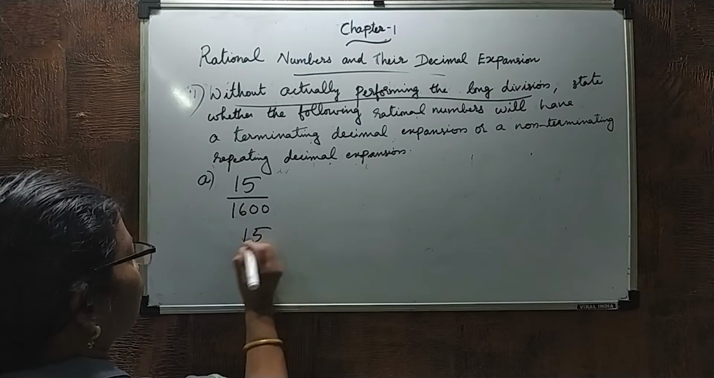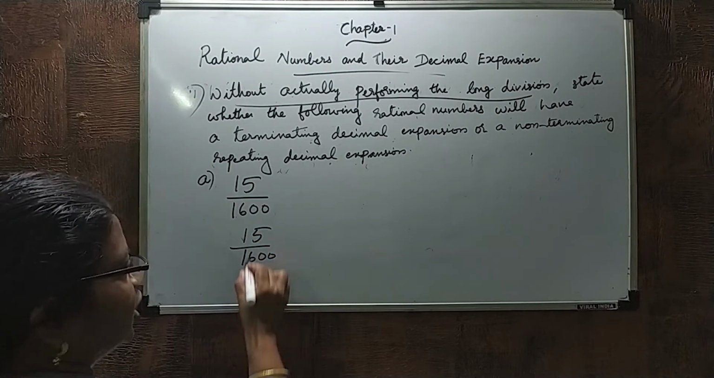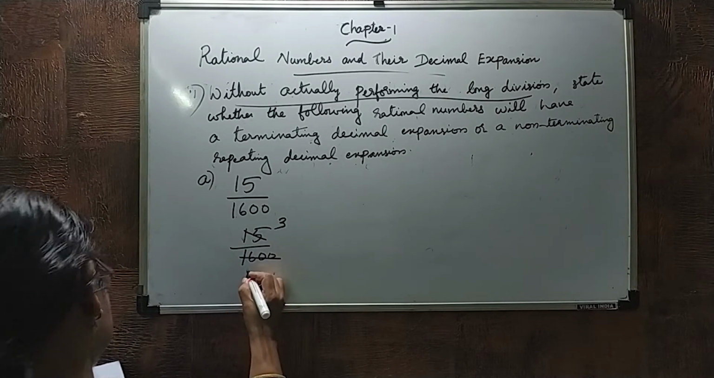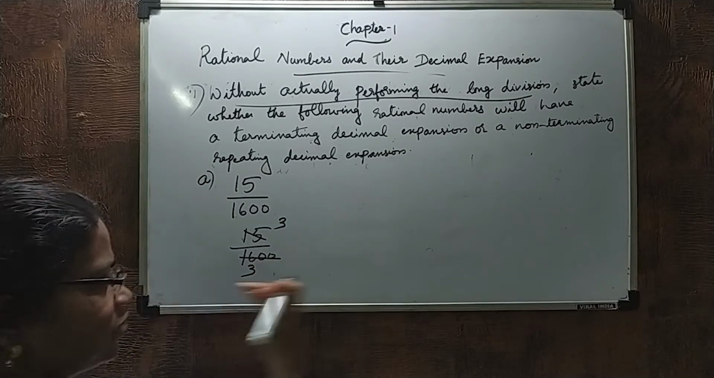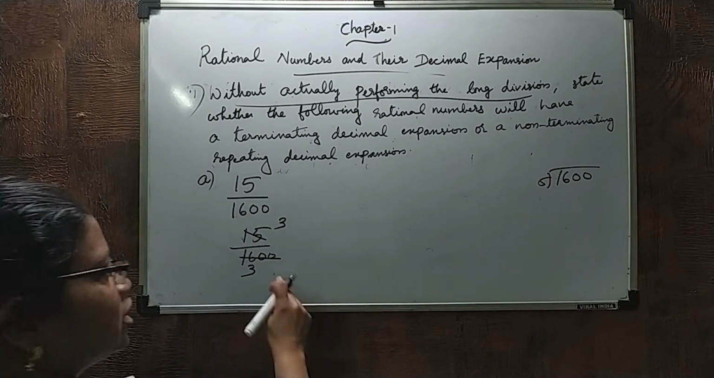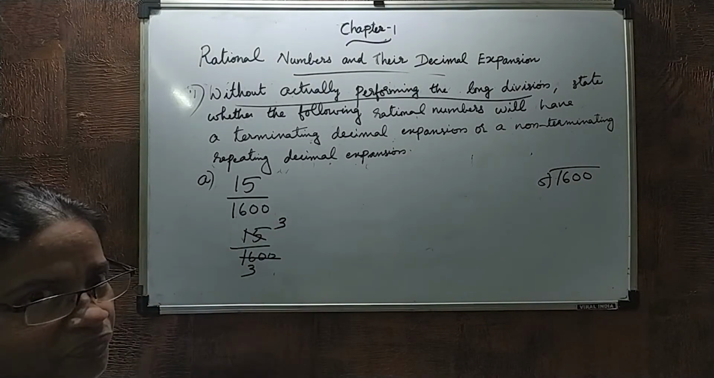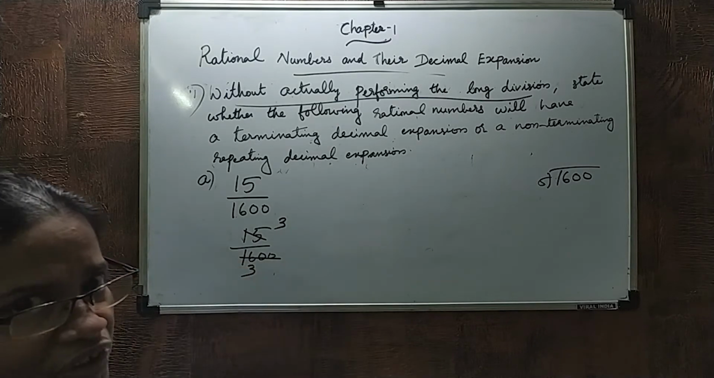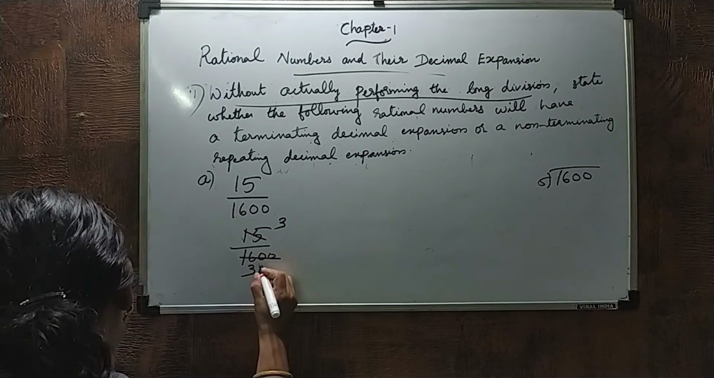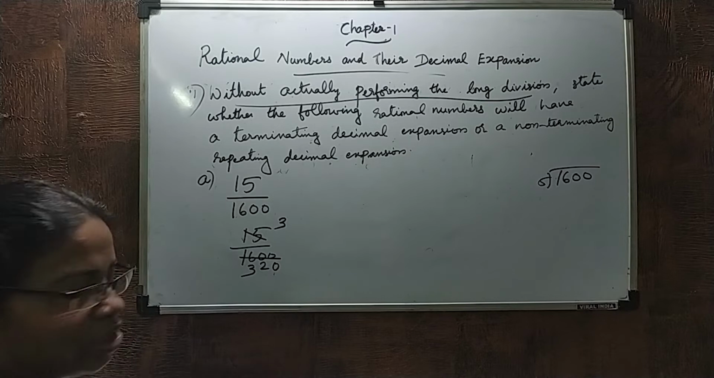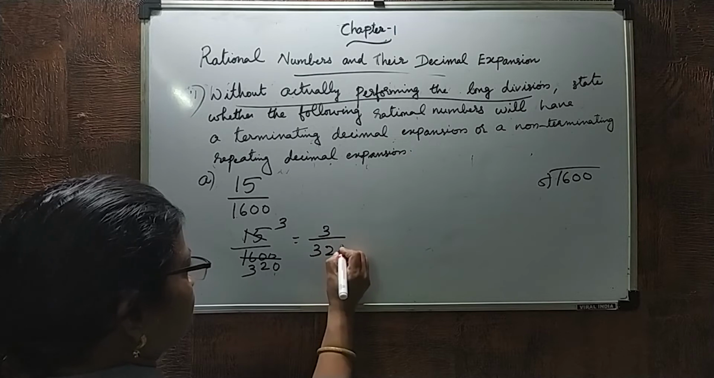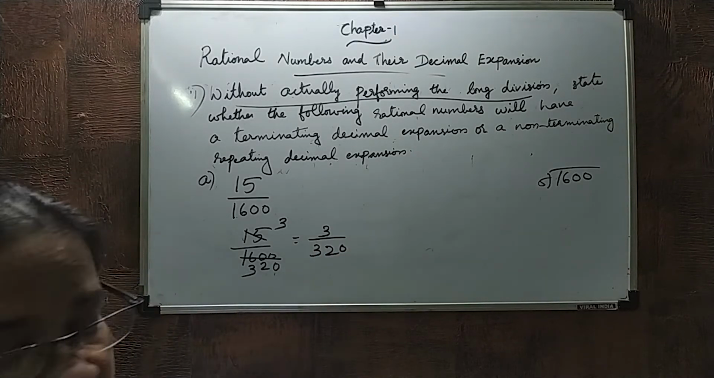So 15 by 1600 can be cancelled. Here it is 3, since 5 threes are 15. To find the other, 1600 divided by 5. They did not ask you to divide this one, but you can divide to find out whether there is a common factor. 3 fives are 15, then 10 means 2, and then 0 and 0, so it is 320. So it will be 3 by 320. Again, can you cancel? No, it will not be divisible by 5.